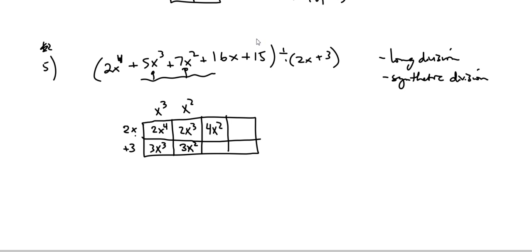So 2x times what is 4x squared? Oh, 2x. But if that's 2x, then this has to be 6x. But my question doesn't have 6x, it has 16x, so I have to add another 10x. Well, if that's 10x and this dimension is 2x, then this has to be a 5. And if that was a 5, then 3 times 5 gives me 15. And look, I was able to fit my entire expression into the area model, which means that my answer is x cubed plus x squared plus 2x plus 5.